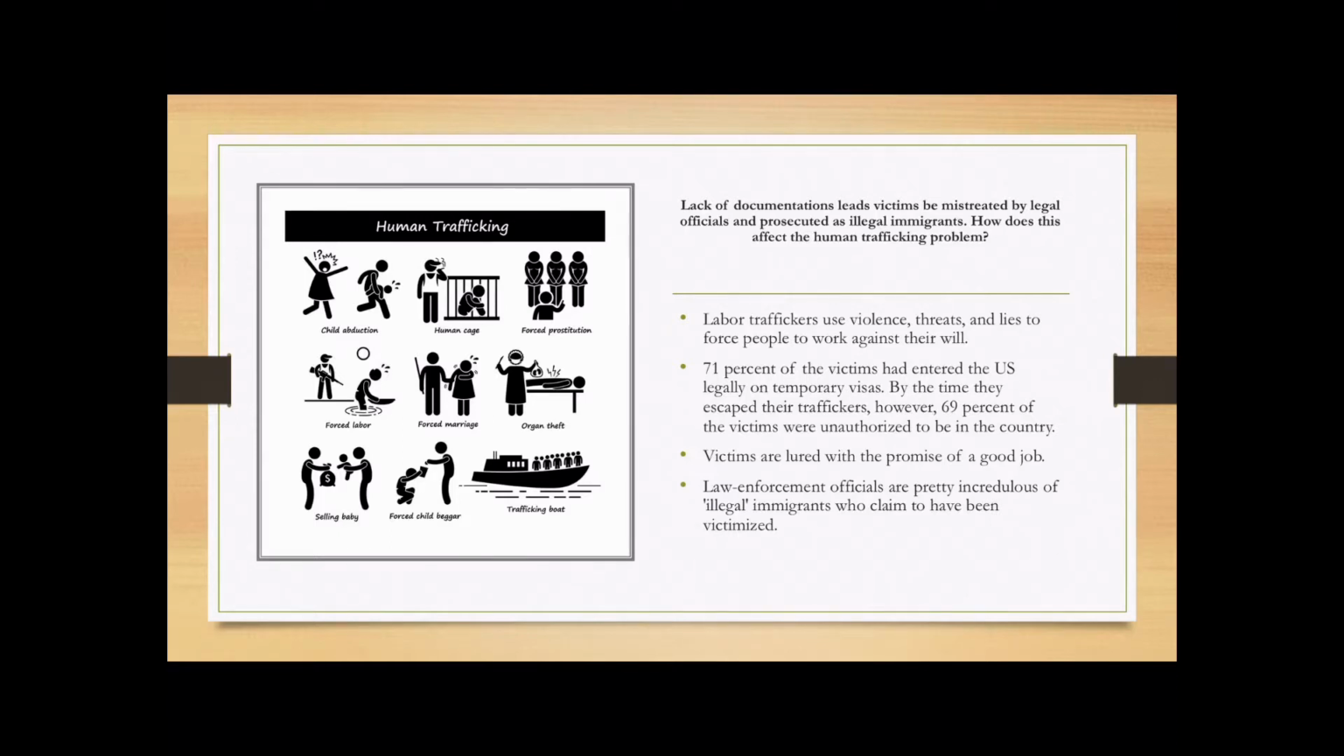The report found that 71% of the victims had entered the U.S. legally on temporary visas. By the time they escaped their traffickers, 69% of the victims were illegally in the country. Here are the reasons. Victims are baited with the promise of a good job. When they arrive, their travel documents are snatched. Even if they have a visa, the traffickers hold the documents until they expire and threaten to have them deported to keep them in fear.